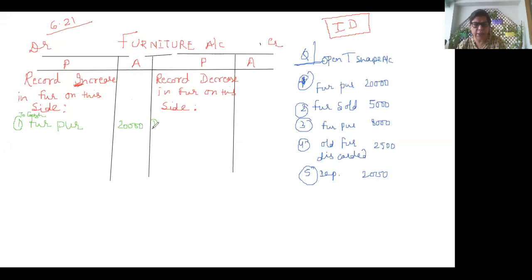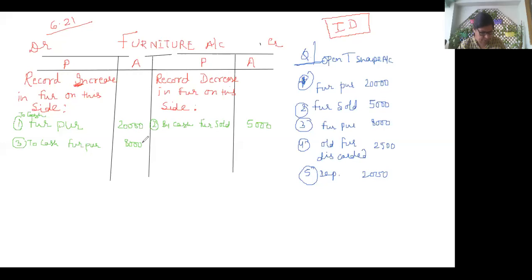Then go to that side for the second transaction. By cash, because you will write furniture sold, and that is for 5,000 only. Then again the third transaction, to cash, furniture purchase, again that is for 8,000. So see children, by the purchase the value will increase, and by the sale the value will decrease.